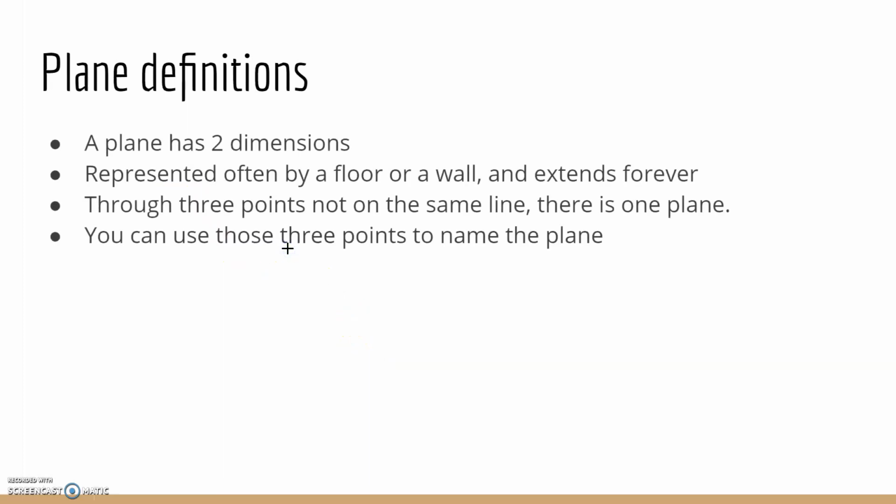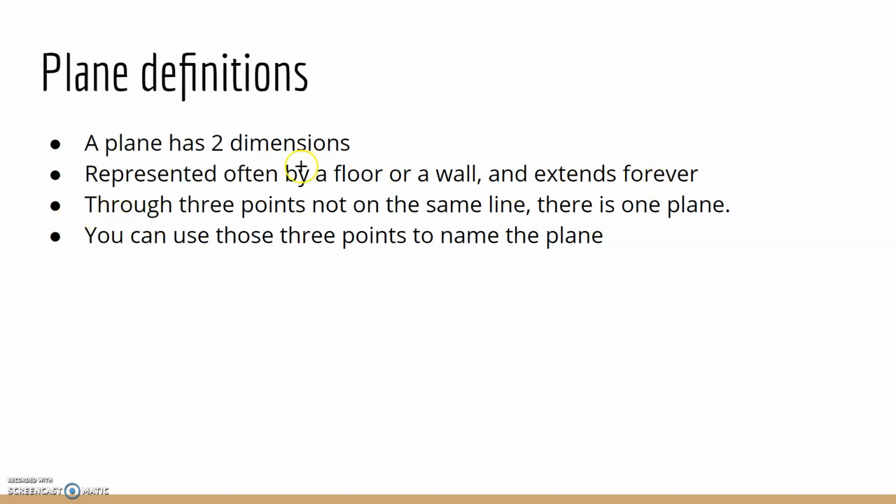Okay, so now looking at the plane definition, a plane has 2 dimensions, unlike the line which had 1 dimension. A plane is often represented by a floor or a wall and it extends forever. We often draw this as a parallelogram in geometry, and it extends in all directions, unlike the 2 directions that a line is drawn in.